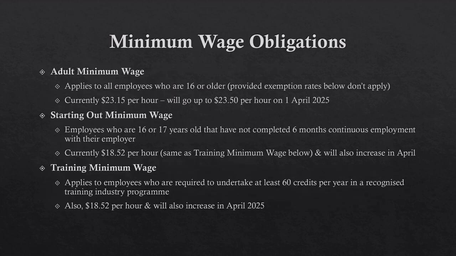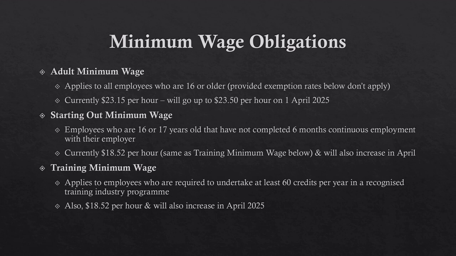In terms of minimum wage obligations, employers must comply with this when hiring and paying staff or employees in New Zealand. It is an absolute baseline and you cannot go below this. So the adult minimum wage applies to all employees who are 16 years or older, provided the exemptions in the slide about starting out minimum wage or training wage don't apply.